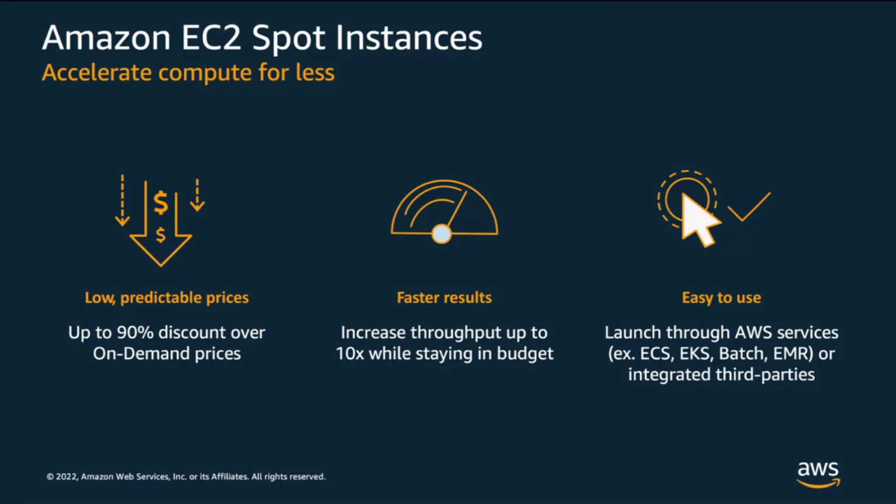The second one is you can produce faster results. By using maximum capacity, you can leverage those Spot instances and complete your workload faster within whatever budget you have. So you get 10x while staying in the budget, to be exact. And it's easy to use. It just needs a configuration for instance fleets, and you can leverage that very easily with ECS, EKS, and even third parties as well.